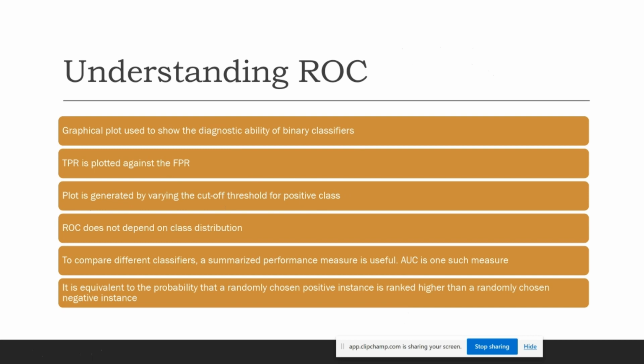For example, there is a pool of positive instances and a pool of negative instances. You randomly select a positive instance and you randomly select a negative instance. What is the predicted outcome or the probability for this positive class versus this negative class? If the positive class is ranked higher than the negative class, we say that our classifier is doing a good job.